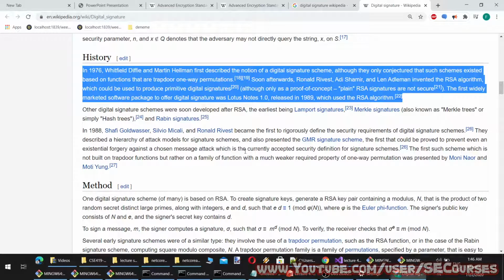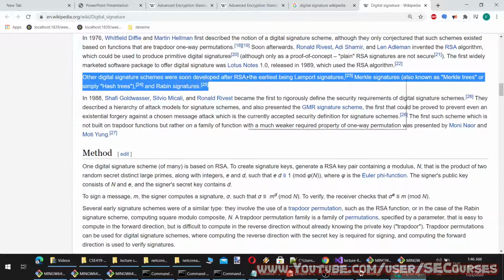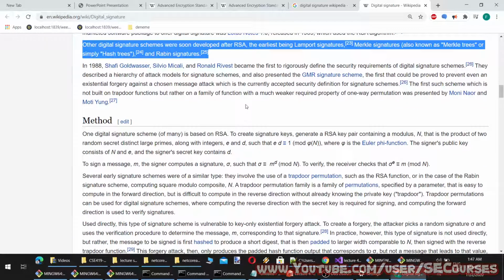The first widely marketed software package to offer digital signature was Lotus Notes 1.0, released in 1989, which used the RSA algorithm. Other digital signature schemes were soon developed after RSA, the earliest being Lamport signatures, Merkle signatures, also known as Merkle trees or simply hash trees, and Rabin signatures.